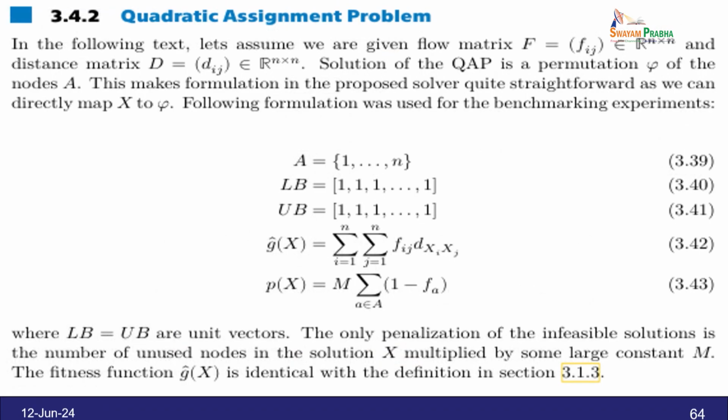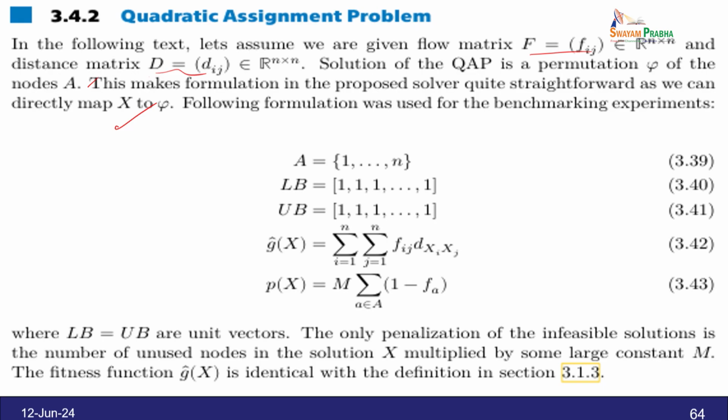Next, quadratic assignment problem. In the following text, let us assume we are given the flow matrix F equal to F_ij in R^(n×n), and D is a matrix of d_ij in R^(n×n). The solution of QAP is a permutation phi of the nodes A. This makes the formulation in the proposed solver quite straightforward, as we can directly map x to phi. The following formulation was used for benchmarking.